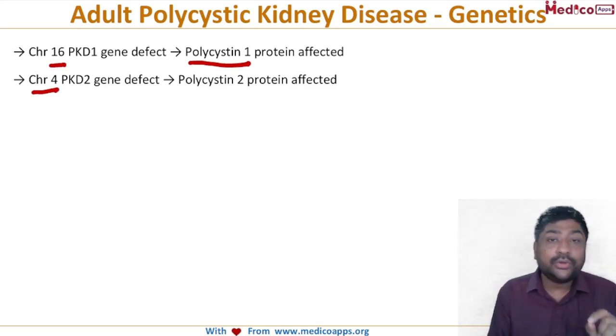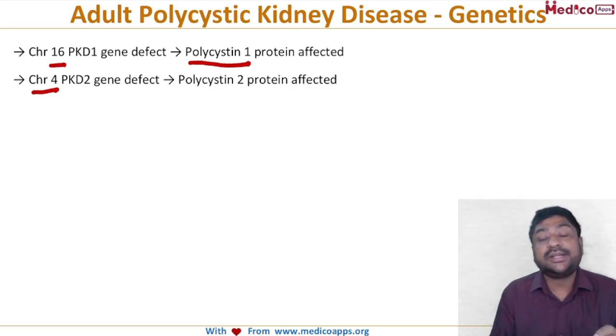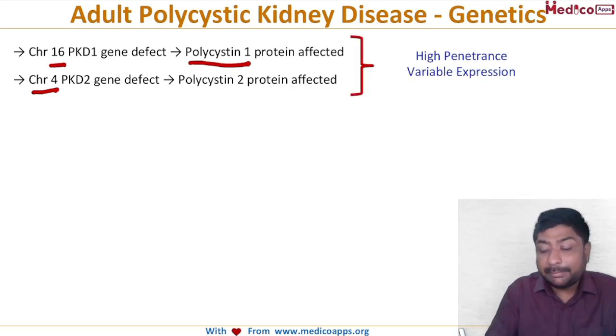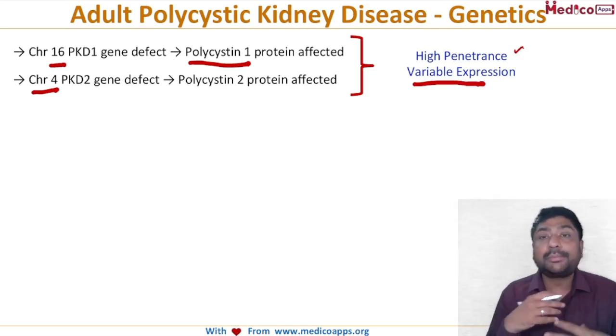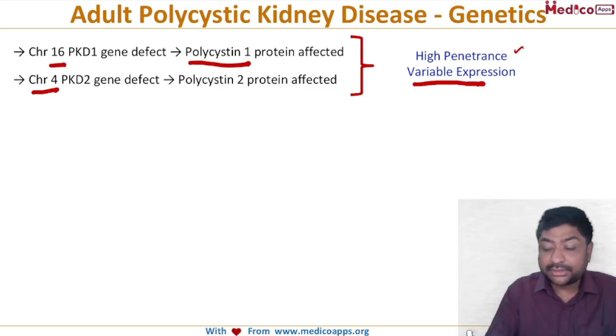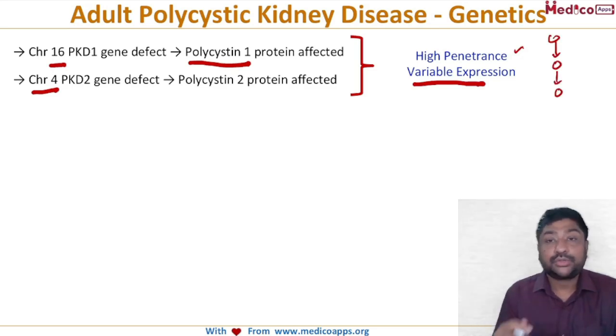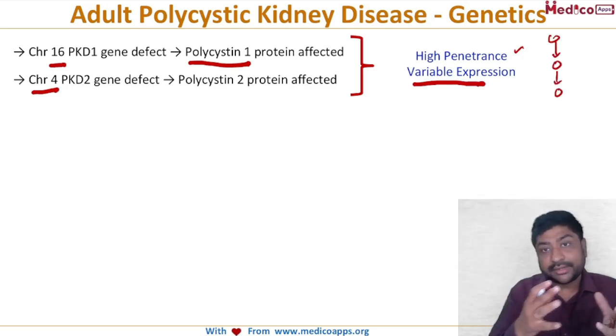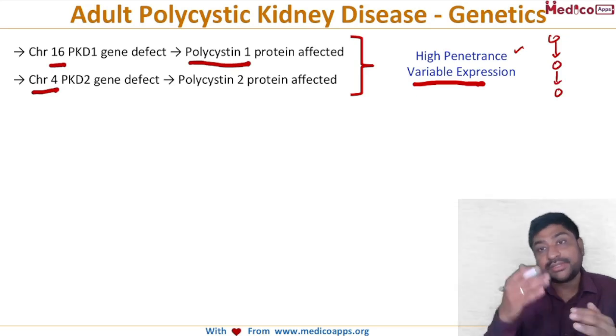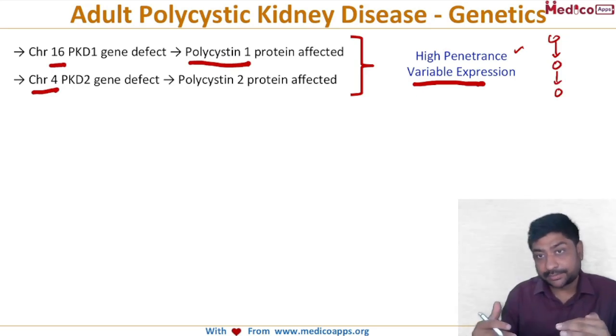A very peculiar thing about adult polycystic kidney disease is that it has very high penetrance but variable expression. What do I mean by that? When I talk about penetrance, it means transmission from one generation to the next generation. So the disease will be transmitted with higher frequency from one generation to the next.